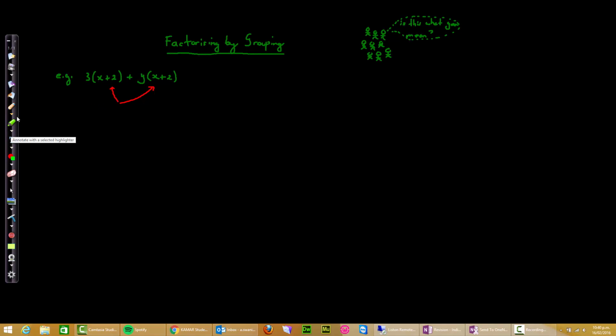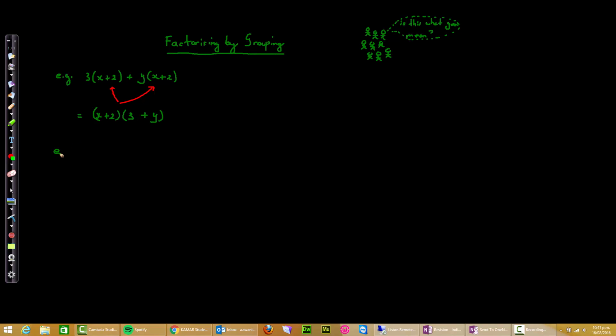So let's factorize that just by taking out the common factor. Okay, so let's take the x plus 2 out as a common factor. Now the question is, what's going to go inside the bracket coming over here? Well, x plus 2 times that 3 would give that first part back, and we need a plus sign because this is all positive here, and x plus 2 times a y would give that second part back, and this is now in fully factorized form.